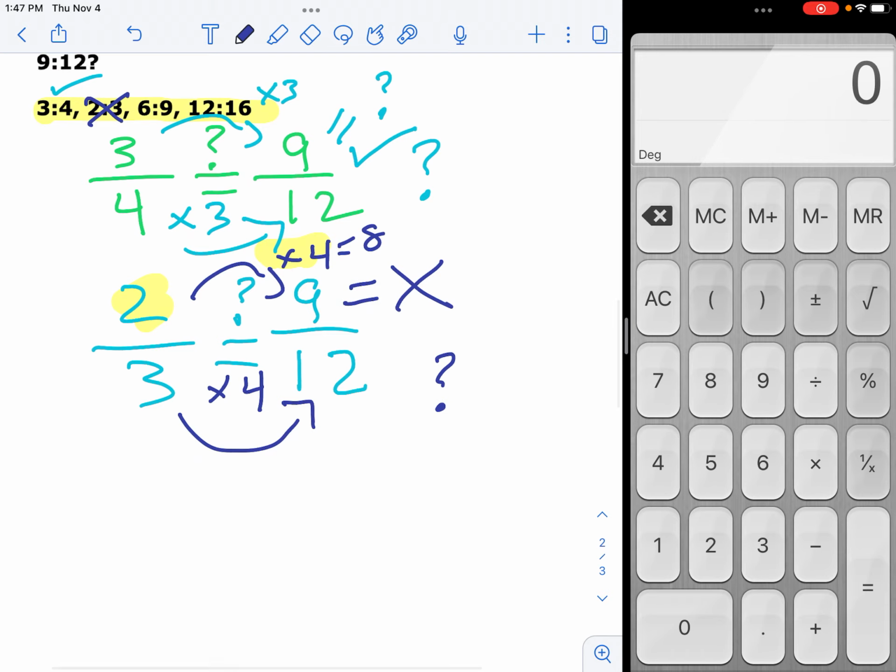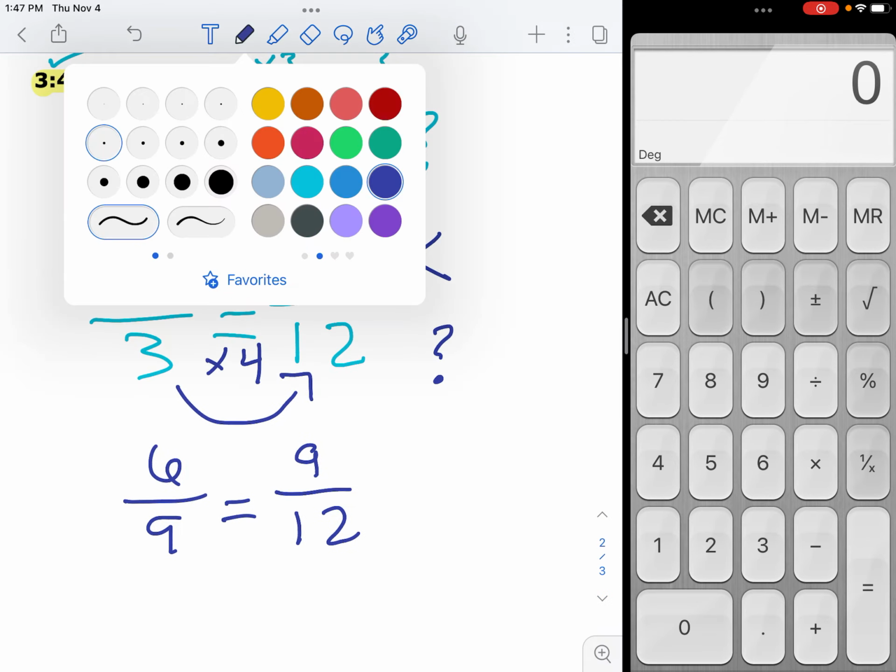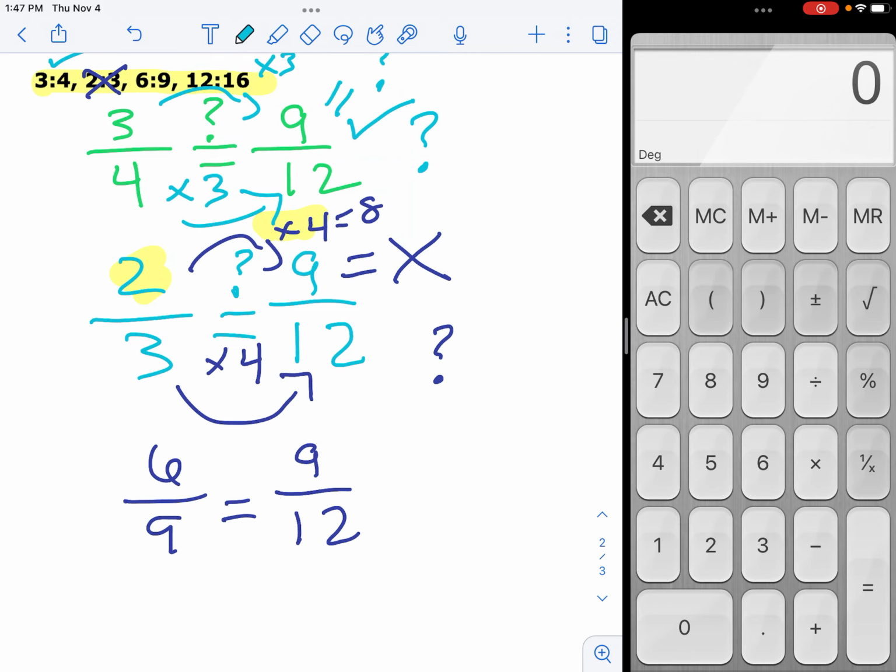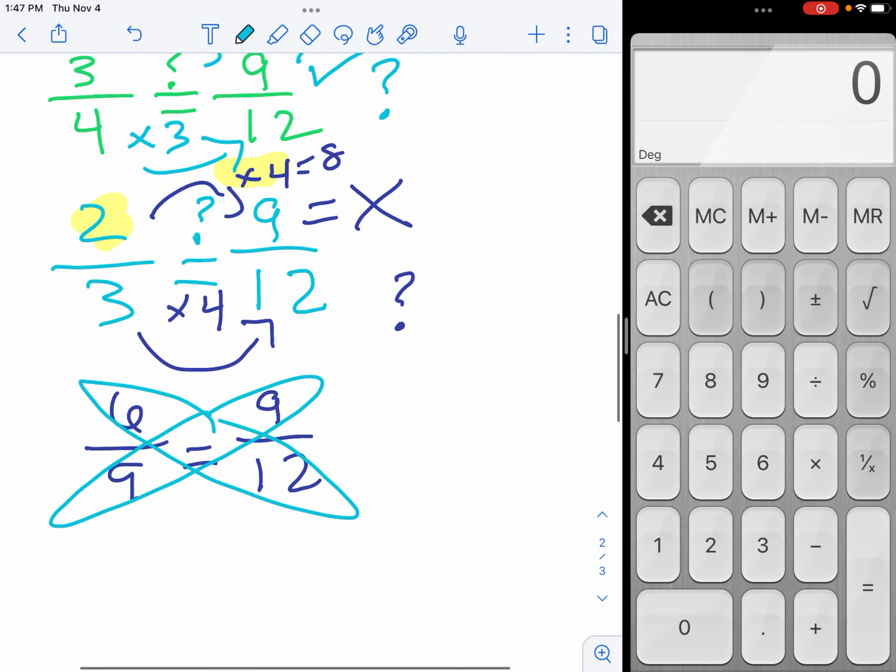Last 2. 6 to 9. Is this equivalent to 9 to 12? This time I'm going to show you guys the cross multiplication method to check. So on this one, I'm going to multiply across. I'm going to do 9 times 9. And I'm going to say, does that equal 6 times 12?